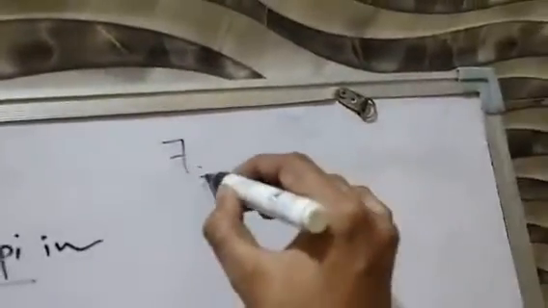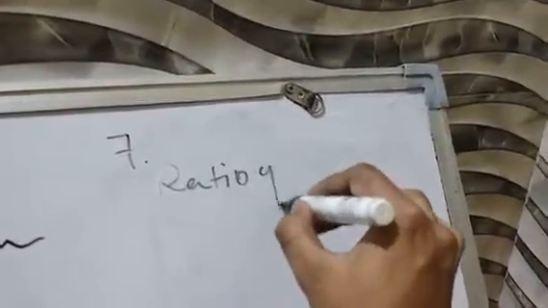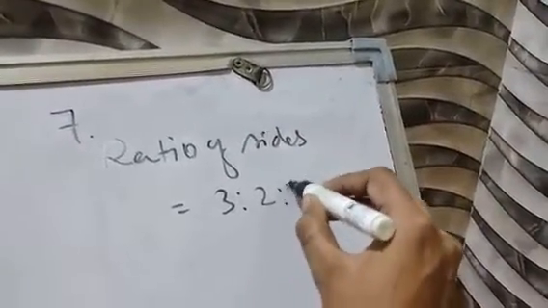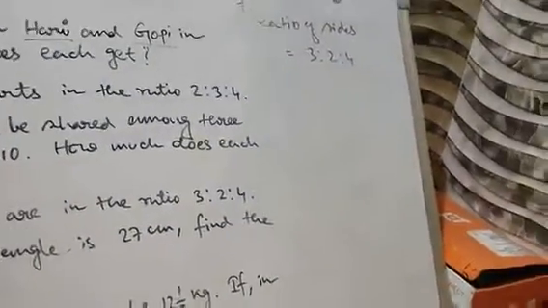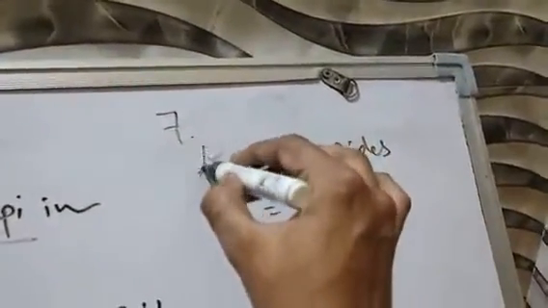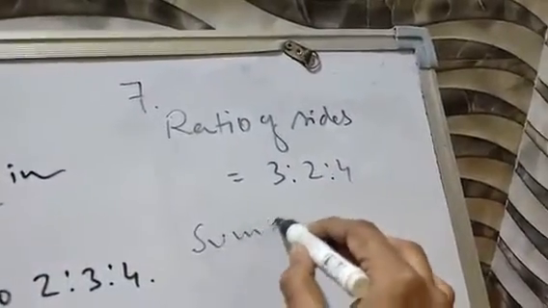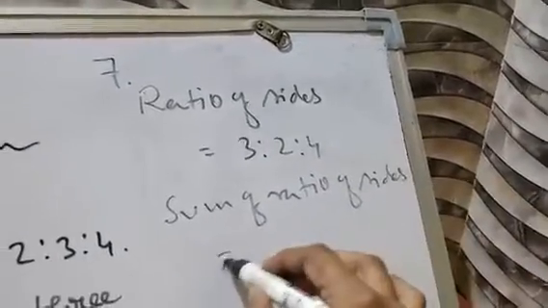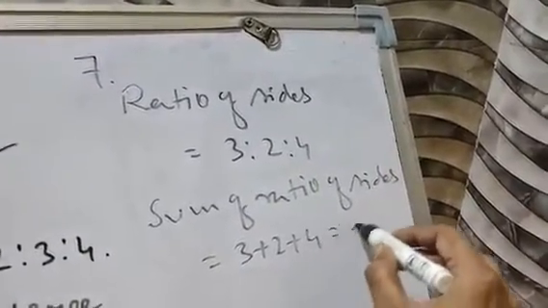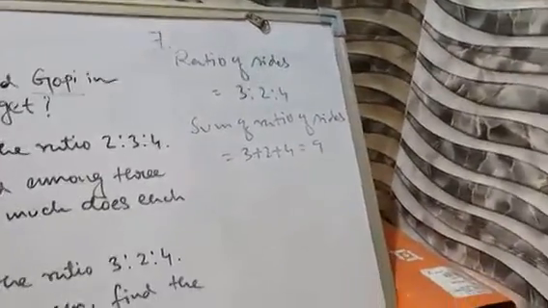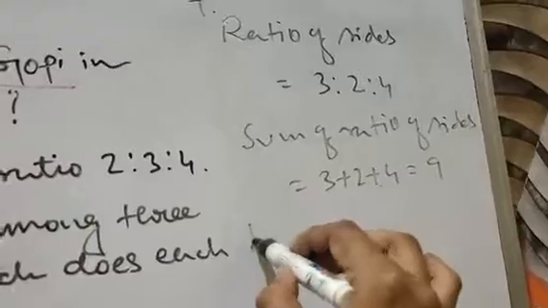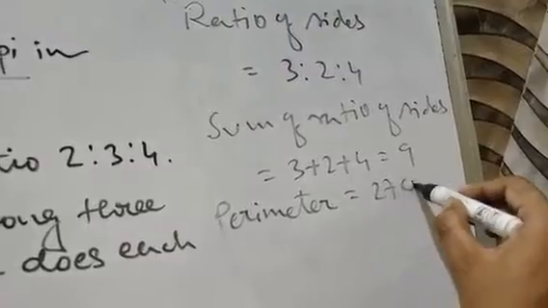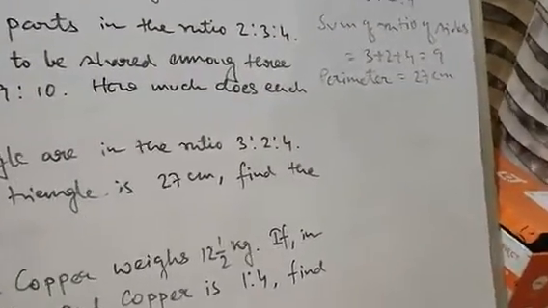So ratio of sides is given as 3:2:4. So find first the sum of the ratio of the sides, that is 3 plus 2 plus 4, that is 9. Now perimeter is given, 27 centimeter. Now we have to find the length of each side.